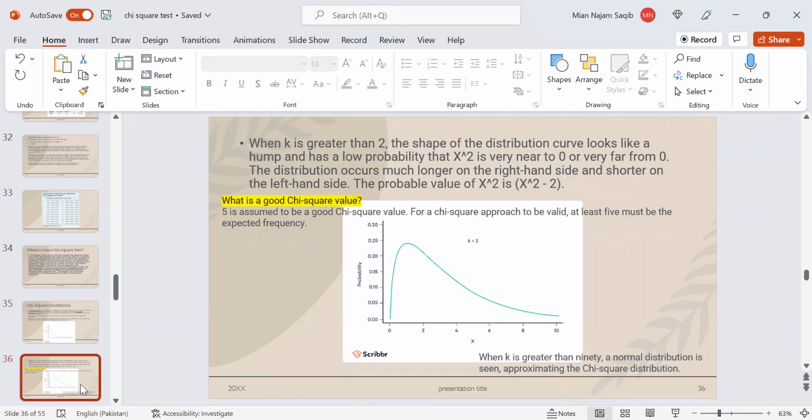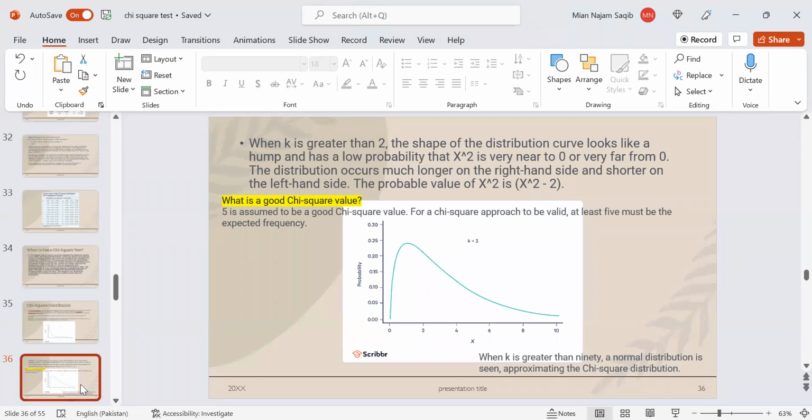When k is greater than 2, the shape of the distribution curve looks like a hump and has a low probability of being very near to 0 or very far from 0. The distribution extends much longer on the right-hand side and is shorter on the left-hand side. And you can see the graph. When k is greater than 90, the normal distribution is going to be seen approximating the chi-square distribution.